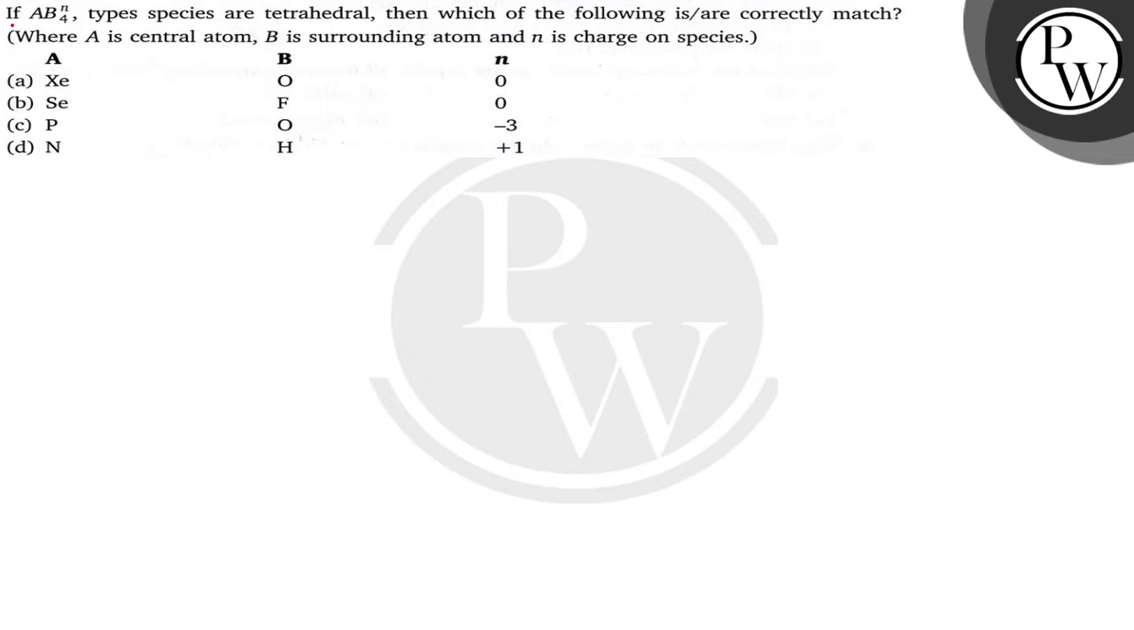The question says, if AB4N-type species are tetrahedral, then which of the following are correctly matched? Where A is the central atom, B is the surrounding atom, and N is the charge on the species. Okay? So let's do the question. Which of the species should be AB4N-type, that is tetrahedral?